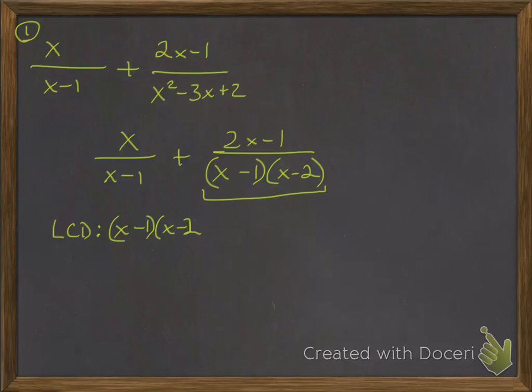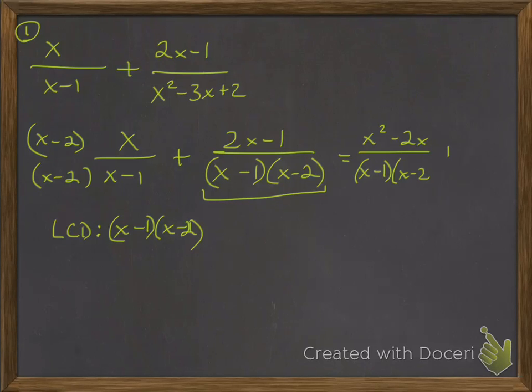Okay, this one's already there, here. That's already the least common denominator. So I need to get the first one. So what I need to multiply it with is x minus 2. And I also multiply the top. So what happens, remember I distribute through, so that's going to be x squared minus 2x over x minus 1 times x minus 2 plus 2x minus 1 over x minus 1 times x minus 2.